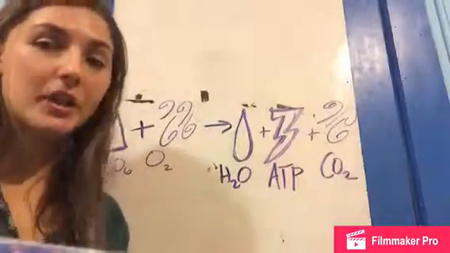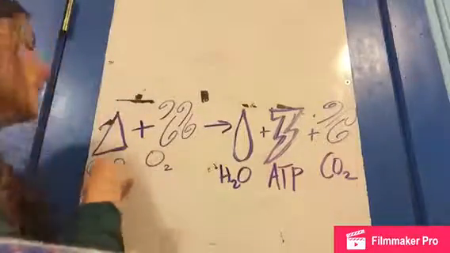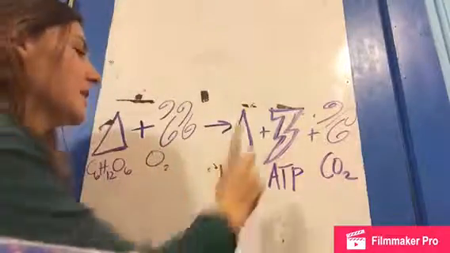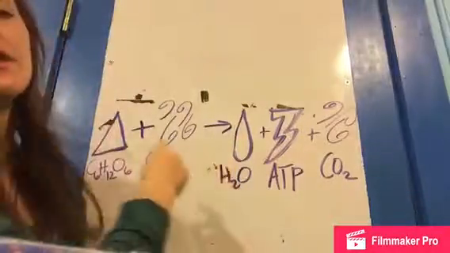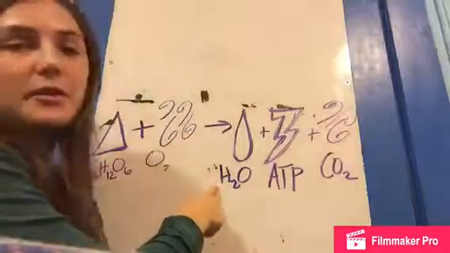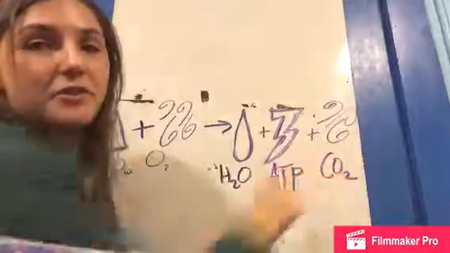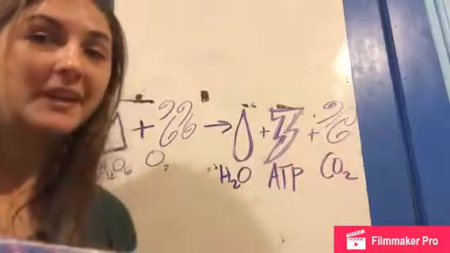In conclusion, your body uses glucose, which is the food you eat, oxygen, which is what you breathe, and it uses it to create water, H2O, ATP, the energy for your cells, and CO2, a byproduct, which is what you breathe out. Pretty exciting.